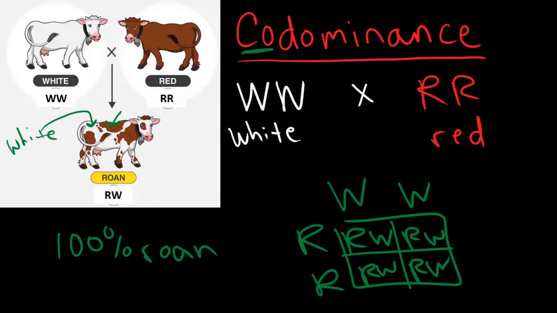Another example of this is human blood type. When it comes to type A and type B, the A and B alleles are both codominant. So if you inherit the A allele and the B allele, you'll have both antigens and you'll have type AB blood. We'll get into that in a different video. But for now, let's do one more very quick example, and we will wrap this video up.